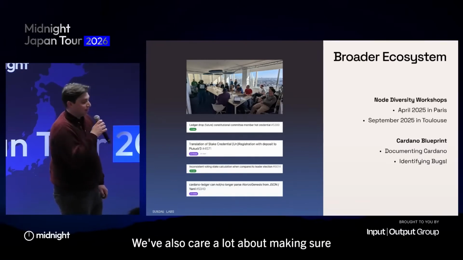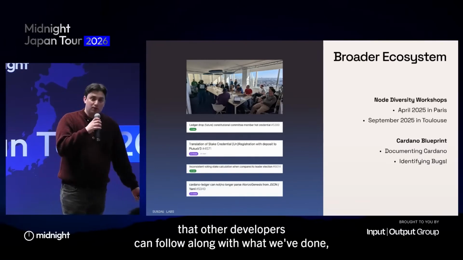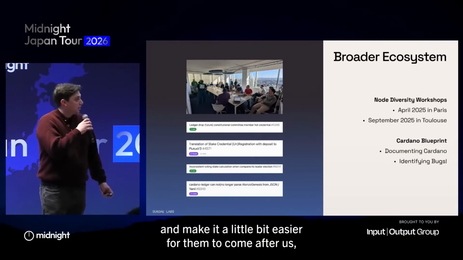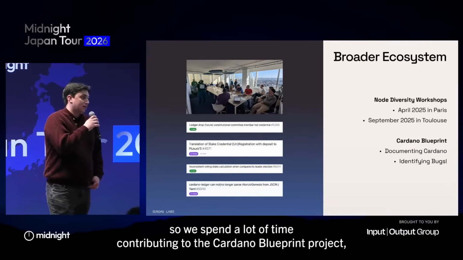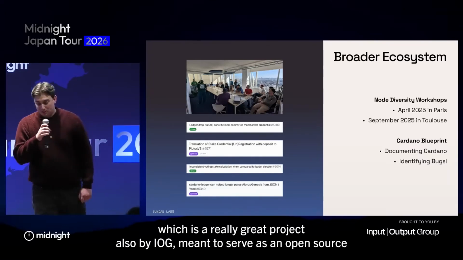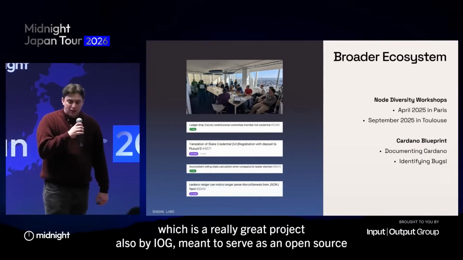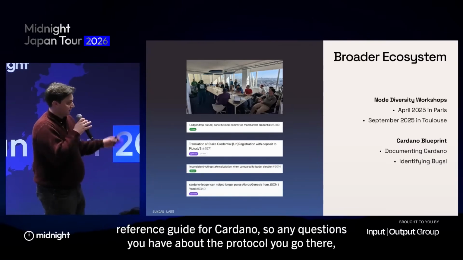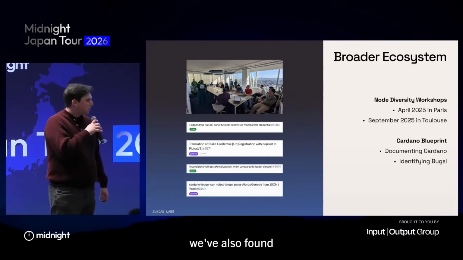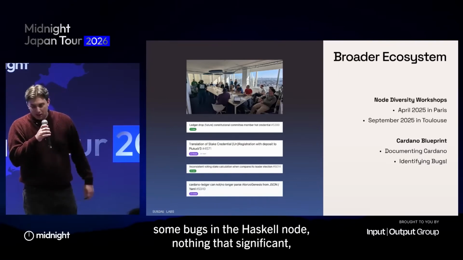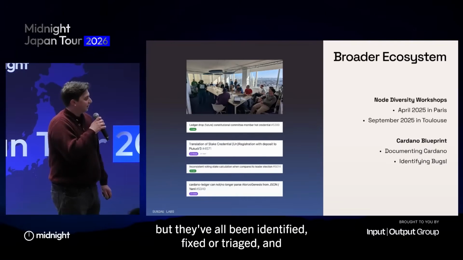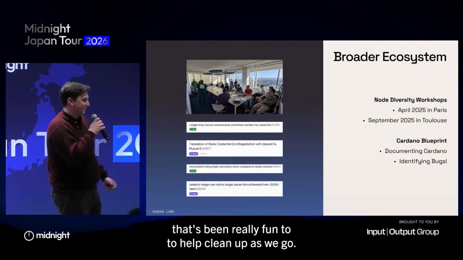We also care a lot about making sure that other developers can follow along with what we've done and make it a little bit easier for them to come after us. So we spend a lot of time contributing to the Cardano Blueprint project, which is a really great project also by IOG, meant to serve as an open source reference guide for Cardano. So any questions you have about the protocol, you go there. We've also found some bugs in the Haskell node. Nothing that significant, but they've all been identified, fixed, or triaged, and that's been really fun to help clean up as we go.